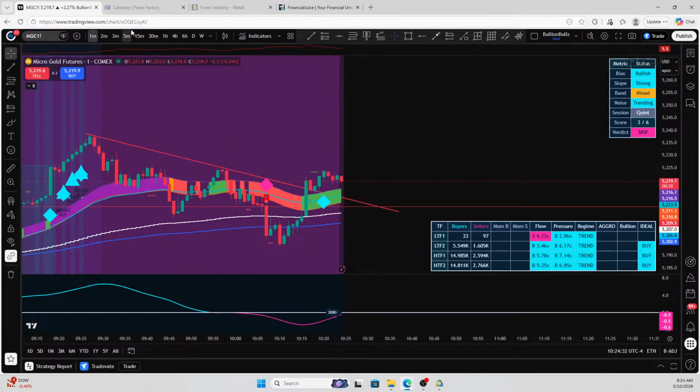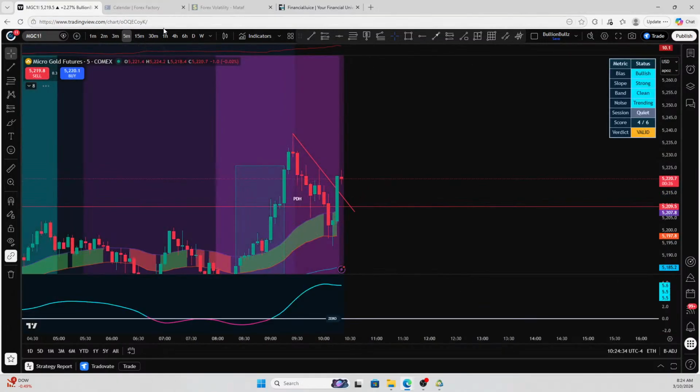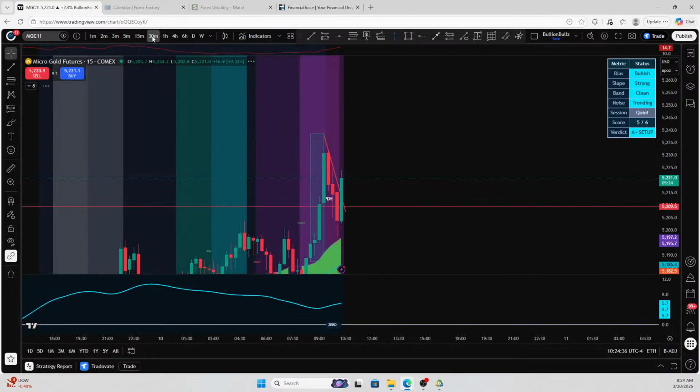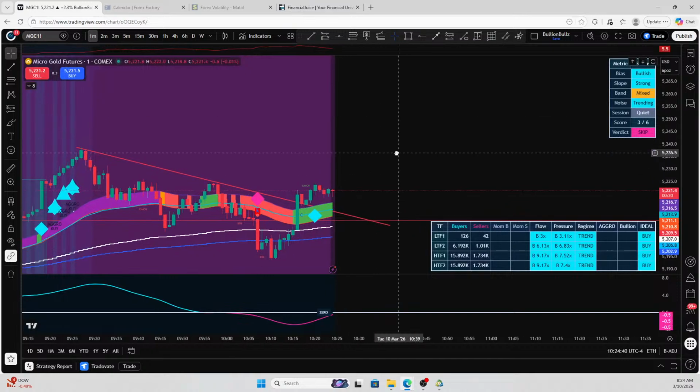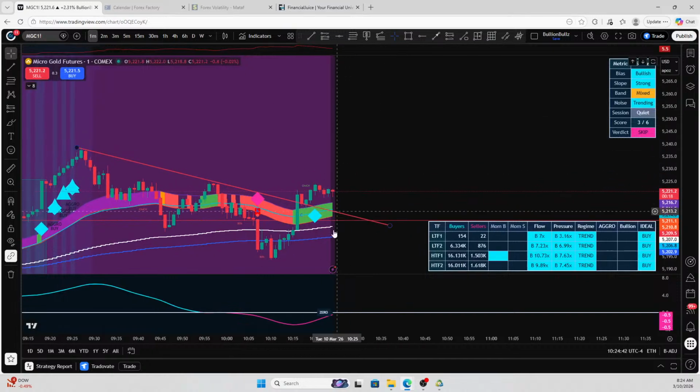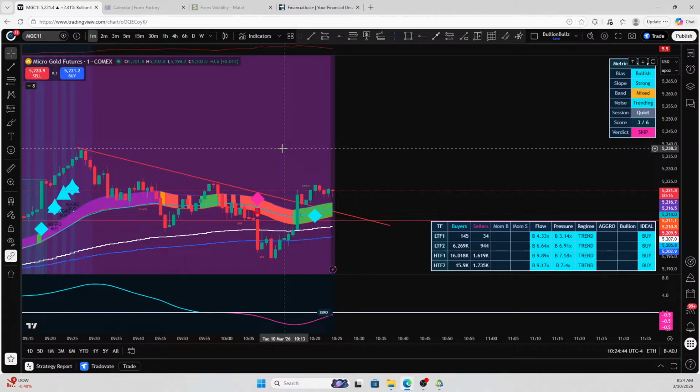Let's quickly go through our time frames. 5 minutes is looking bullish, 15 minutes is looking bullish, 30 minutes is looking bullish. So let's see. We do have change of character here. We do want to see break of structure. ATR has gone down to 5.5, so volatility is also on our side.